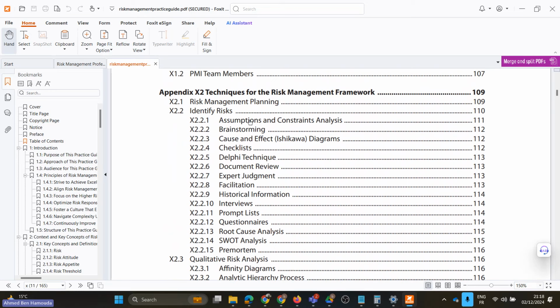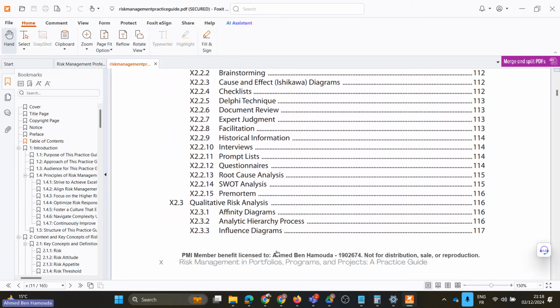These are the different techniques which you will see in your RMP course. Techniques used for identifying risks such as assumption and constraint analysis, brainstorming, Ishikawa, checklist, Delphi technique, expert judgment, facilitation, historical information, interviews, prompt lists, questionnaires, root cause analysis, SWOT, and pre-mortem of the project.